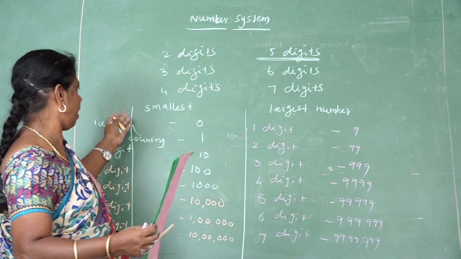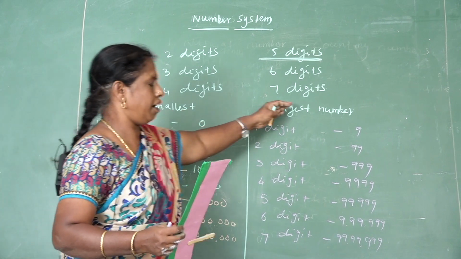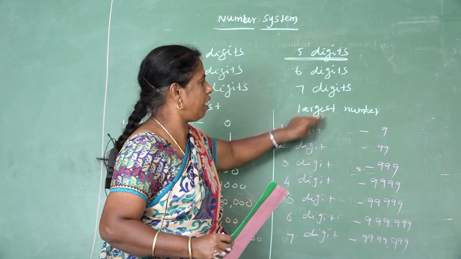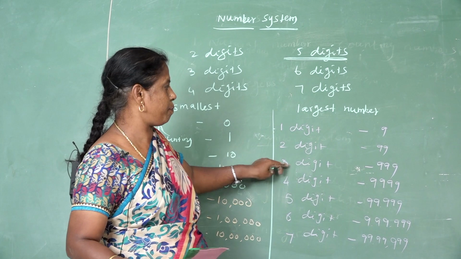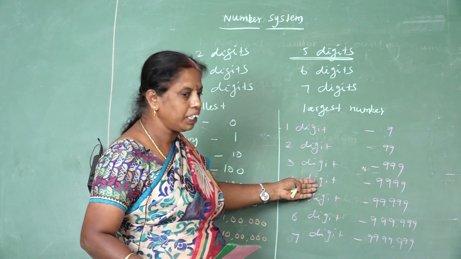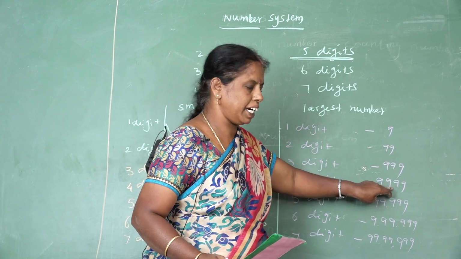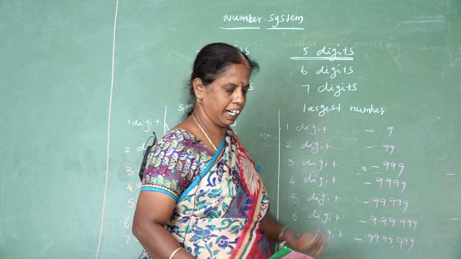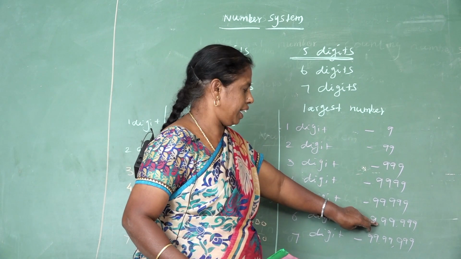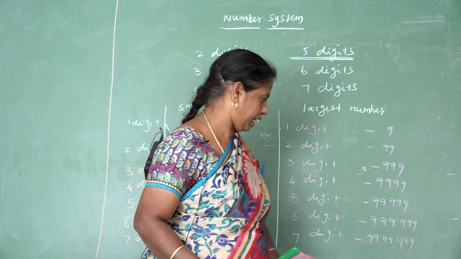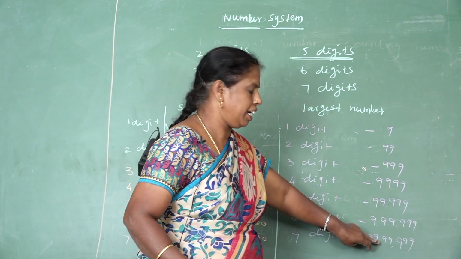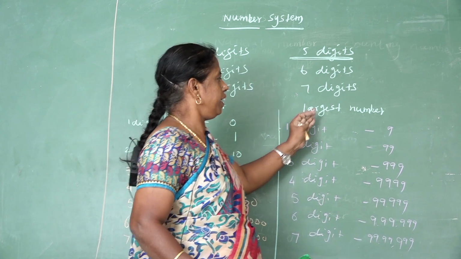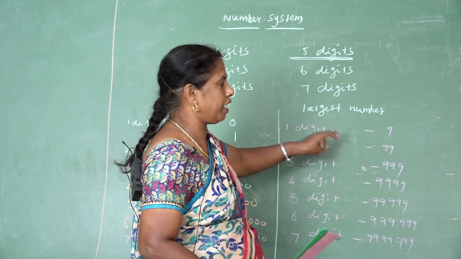7-digit largest number is 99,99,999. Okay, children, see this chart. Here I write smallest number, largest number. First you see the largest number. The 1-digit largest number is 9. 2-digit largest number is 99. 3-digit largest number is 999. 4-digit largest number is 9,999. 5-digit largest number is 99,99. 6-digit largest number is 9,99,999. 7-digit largest number is 99,99,999.